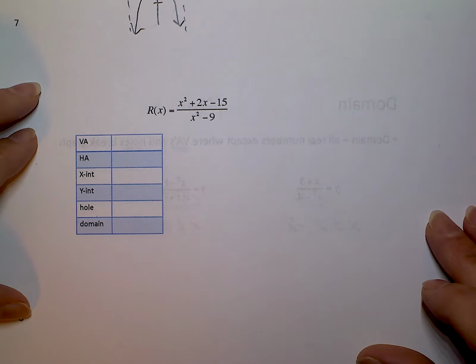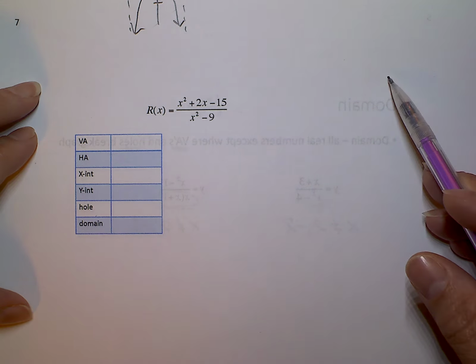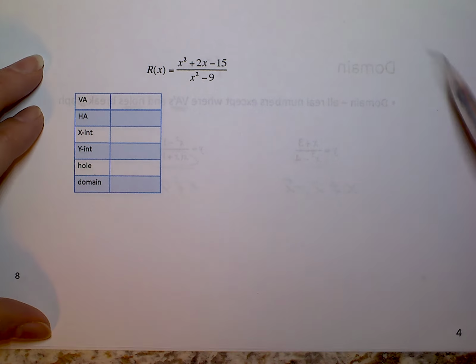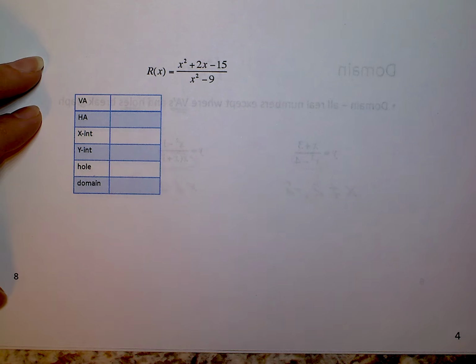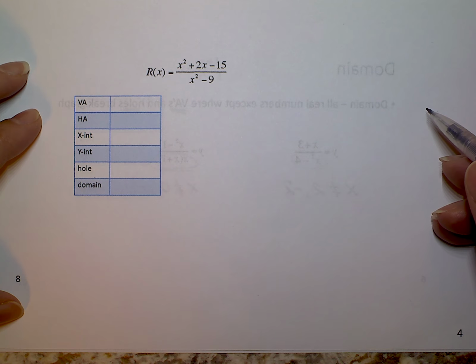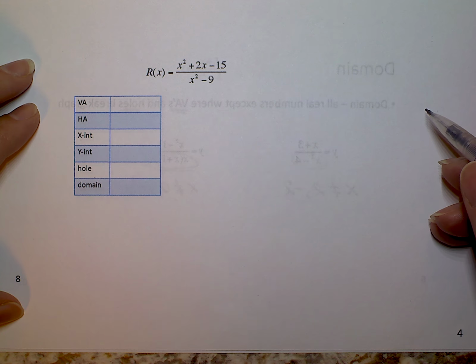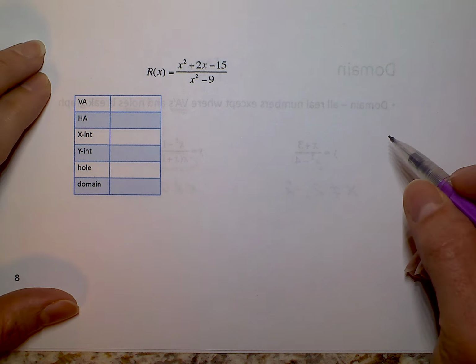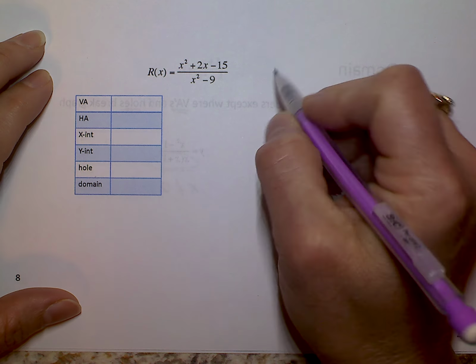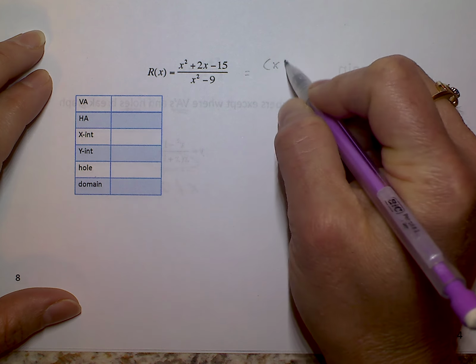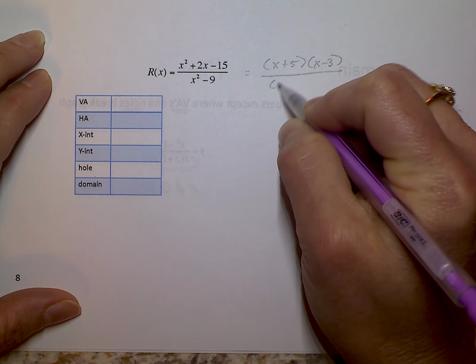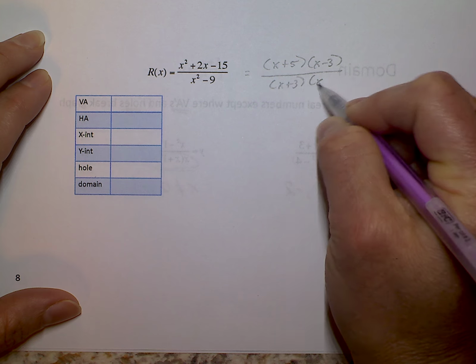Alright, here goes nothing. Our first example is this one. I have x squared plus 2x minus 15 over x squared minus 9. There it is. Alright, so the first thing that you should always do is to factor the top and bottom. Okay, so hit pause for a second, see if you can factor the top and bottom, and then come back to me. Alright, I'm going to factor the top as x plus 5, x minus 3, and on the bottom x plus 3, x minus 3.